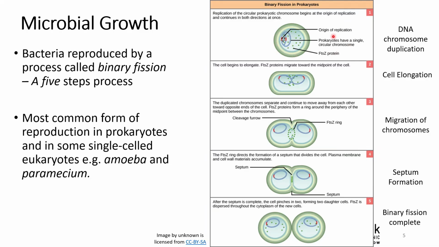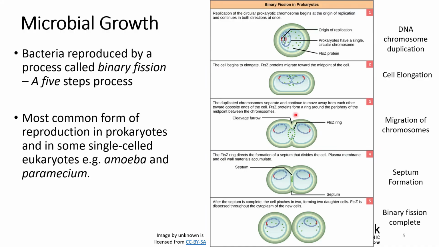So after DNA chromosome duplication, the cell becomes elongated in length, and this is where the proteins involved help the chromosome to actually break and also move towards the midpoint of the cell itself. This process is called cell elongation. After which the migration of the chromosomes, or the bacterial chromosomes, will tend to move away from each other to the opposite ends of the cell here.